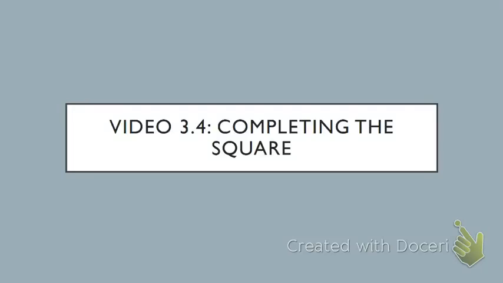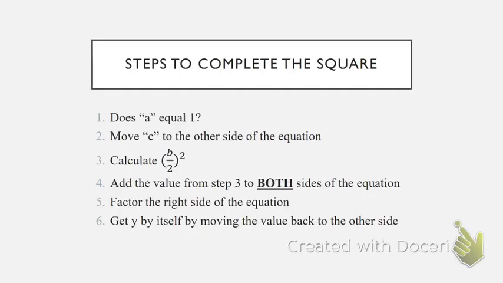Alright, so this is the fourth video of our third unit, and it's going to cover something called completing the square. Our steps to completing the square, A, B, and C here, are the same as they were in factoring, because we're still dealing with quadratic equations.